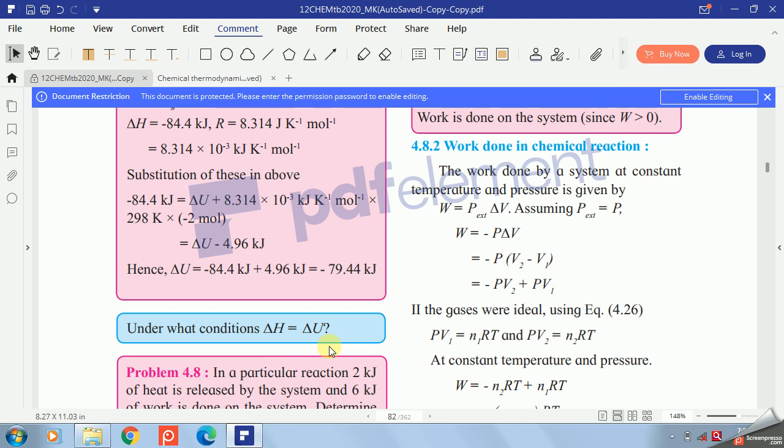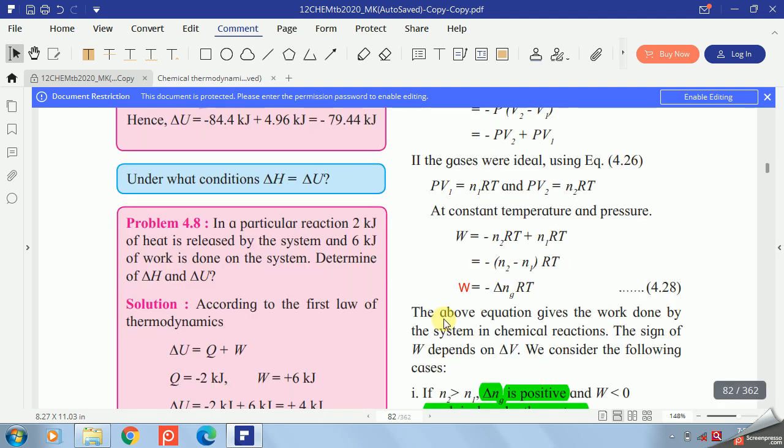Now, if your gases behave ideally, then we apply the ideal gas equation. So PV1 is equal to N1RT, PV2 is equal to N2RT. If we substitute these values in the above equation, W is equal to minus N2RT plus N1RT. The minus sign remains as it is, minus (N2 minus N1)RT, and that is delta Ng. So W is equal to minus delta Ng RT. This equation gives the work done by the system, because it is negative, in a chemical process, and the sign of W depends on the sign of delta V.